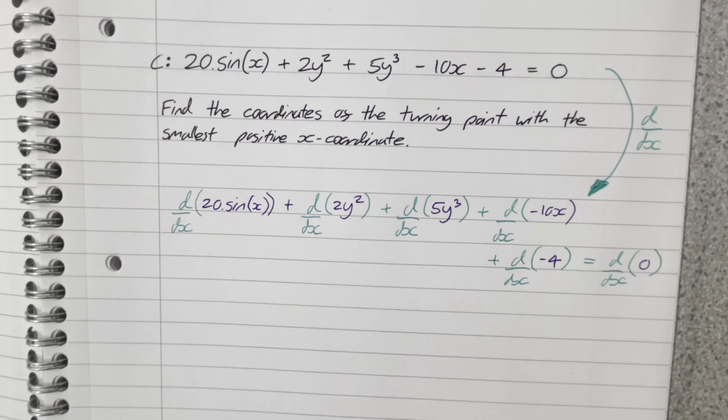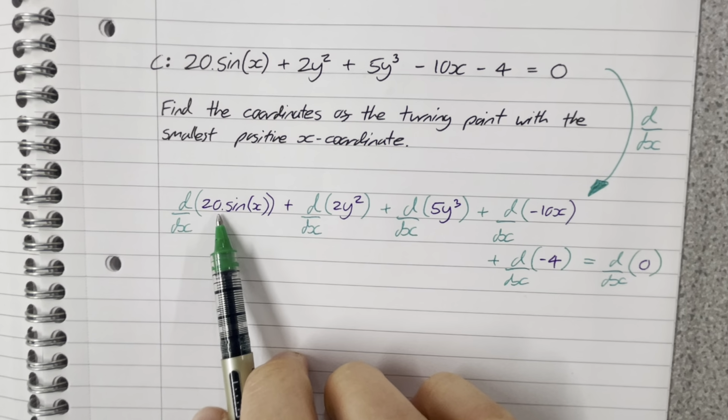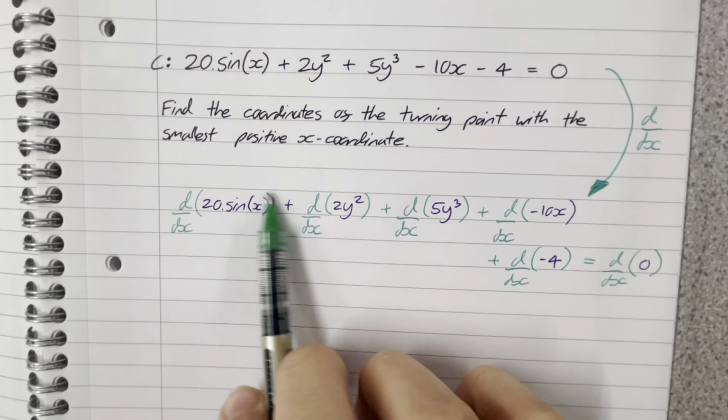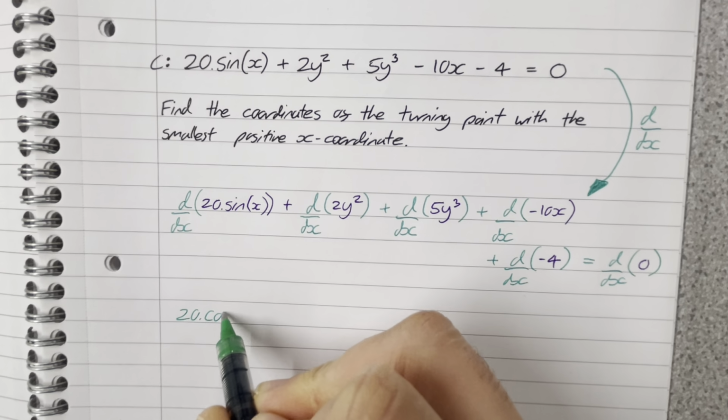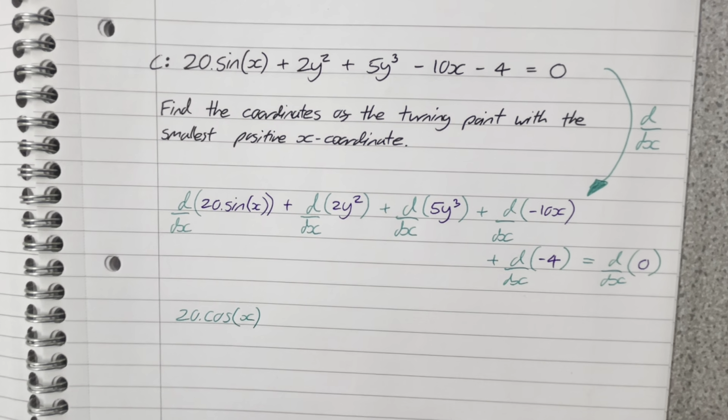So, some of these we can do straight away. We've seen how to differentiate 20 sine x with respect to x. So if we take that, then this is just going to be 20 times the cosine of x. Nice and straightforward.